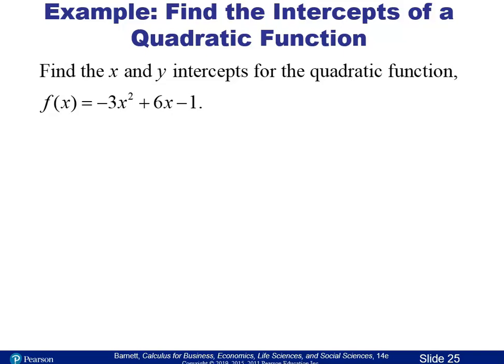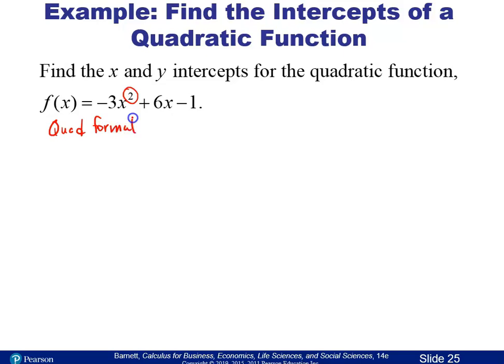Okay, if we look at this function here, this is a quadratic because we do have a squared term here, so it's a quadratic function. We're asked to find the x-intercepts and the y-intercepts. If this factored easily, then factoring might be a method we would want to use, but it doesn't look like it's going to factor easily. So we're going to go ahead and find the x-intercept by using the quadratic formula.